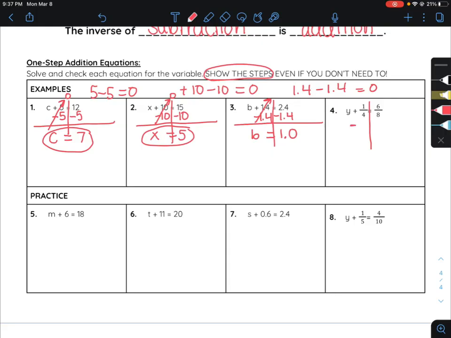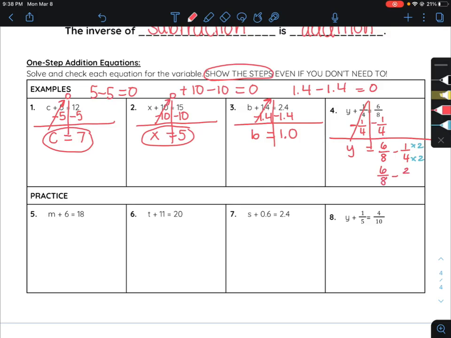So subtract 1/4 on both sides so that it stays equal. On the left side, a plus 1/4 and a minus 1/4 are exact opposites, so they make a 0. We just have y left equals whatever 6/8 minus 1/4 is. I'm going to do times 2 times 2. Remember, whatever you do to the bottom, you do to the top.